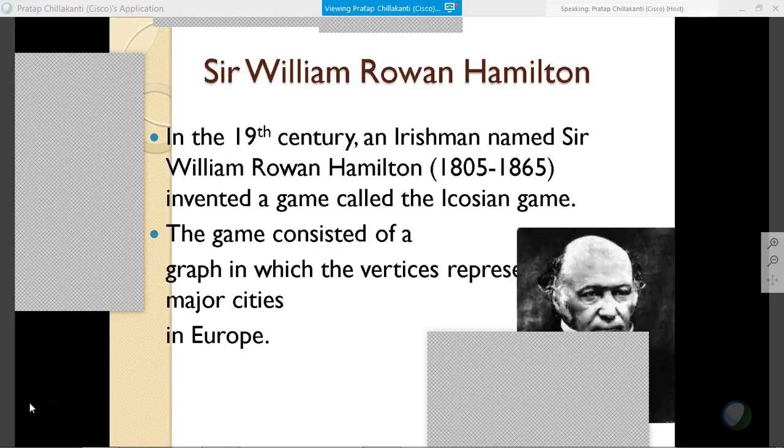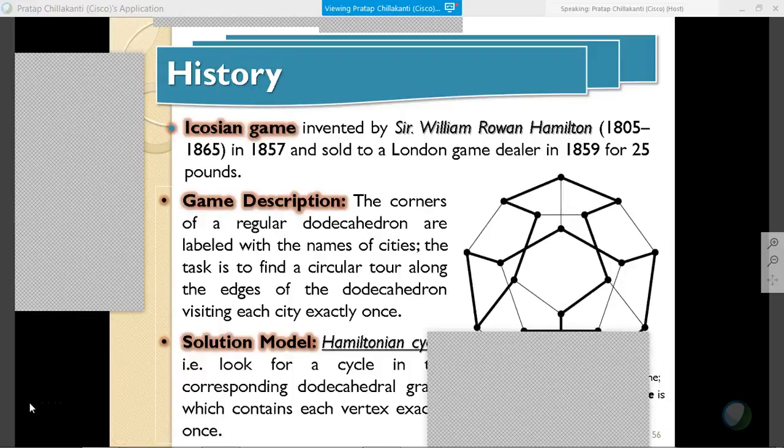So there is this Irish scientist, right, long time ago, 1805 to 1865, William Rowan Hamilton, okay? He invented a game, okay? So where the game basically shows a graph where the vertices represented the major cities in Europe. Okay. And then of course he sold that game to some game dealer. Okay. And the game looked like this.